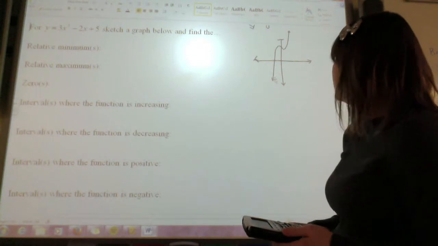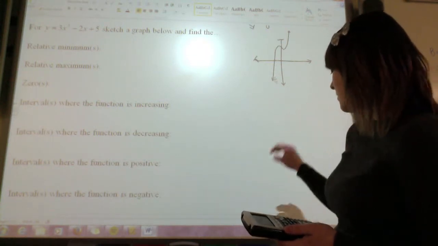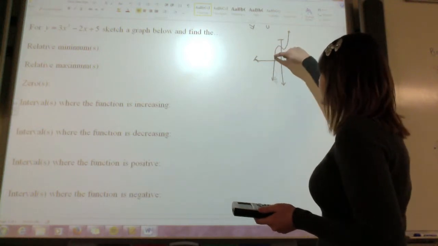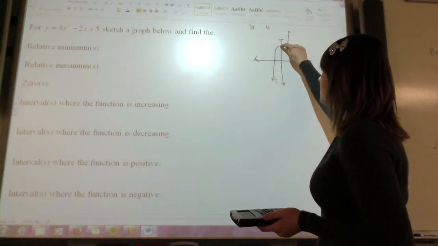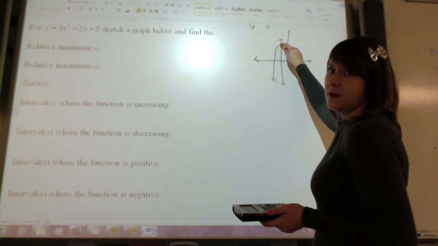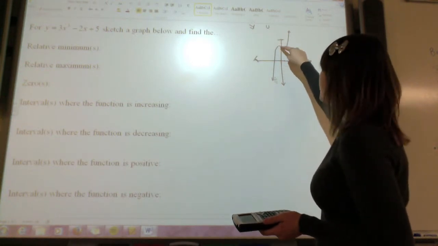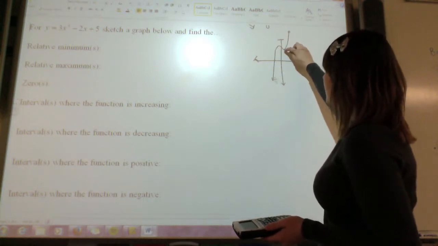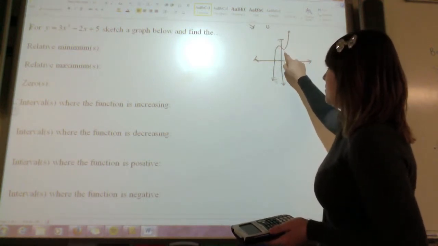Okay, so if I were to zoom in a little bit closer on this area here, I could see that right here I've got a maximum point. Okay, it curves up and then it comes back down. So right there is going to be a relative maximum, and right here is going to be a relative minimum.